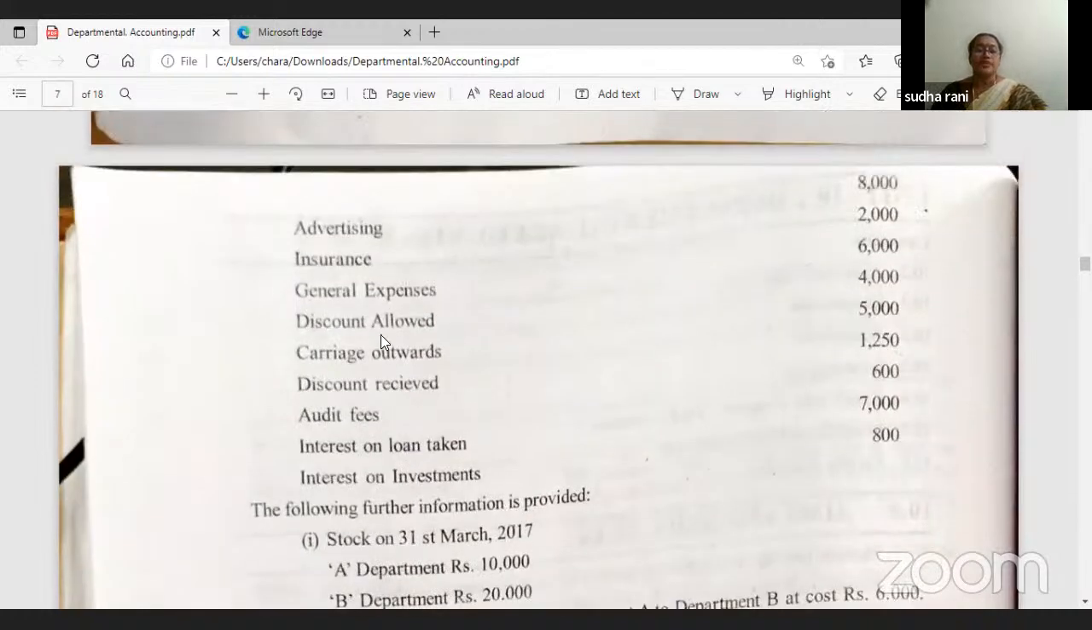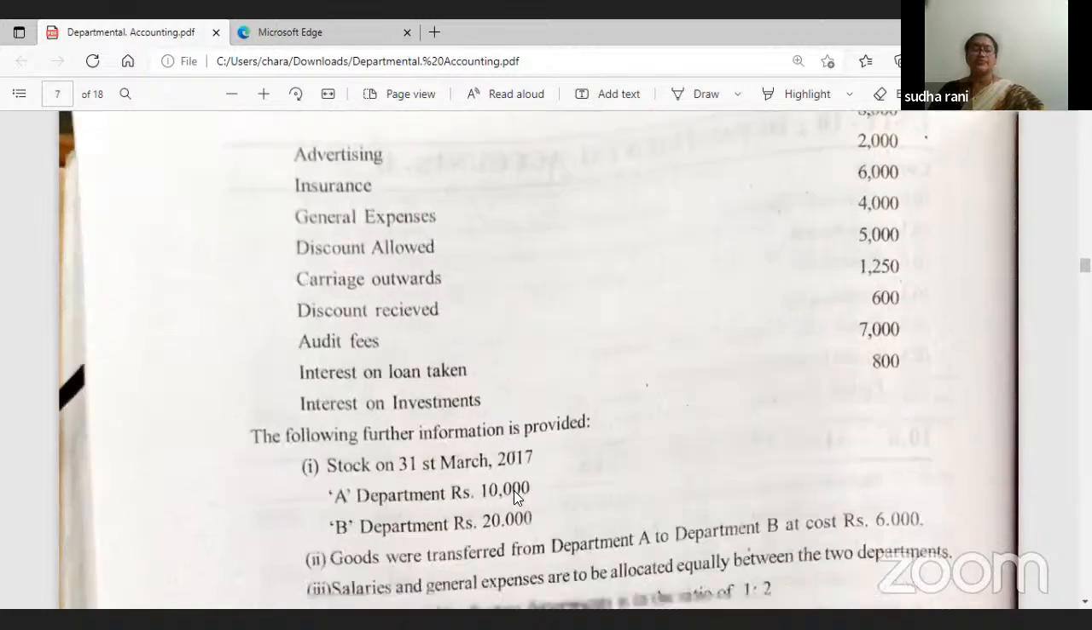Let us see here: discount allowed, purchases, carriage outwards, sales, discount received. Discount allowed means we are allowing the discount, so it is based on sales. Discount received means we received the discount when we purchase, so discount received is on purchases and discount allowed is on sales. Audit fee cannot be allocated. Interest on loan taken cannot be allocated. Interest on investments cannot be allocated.